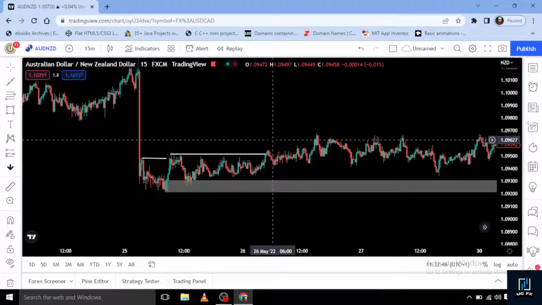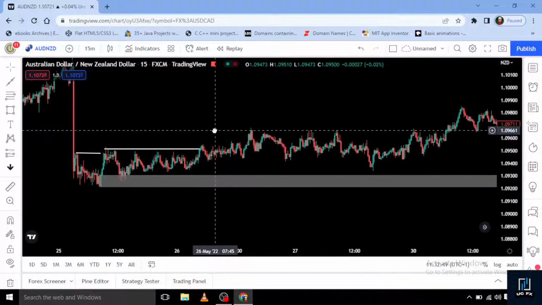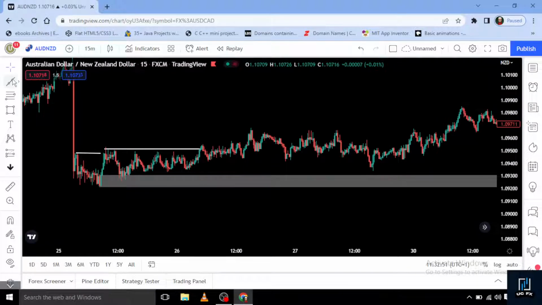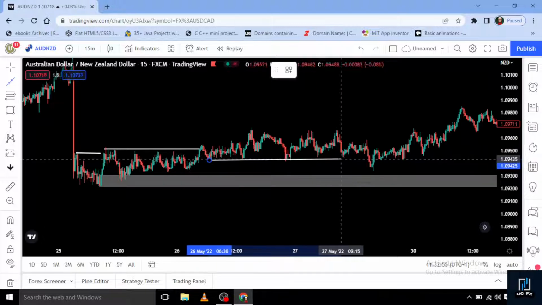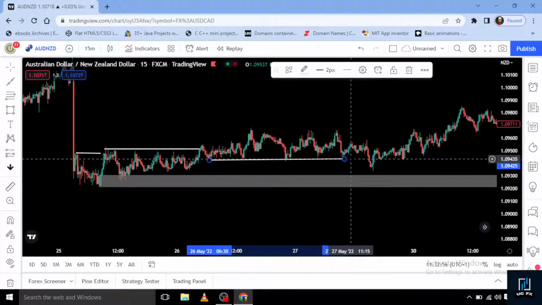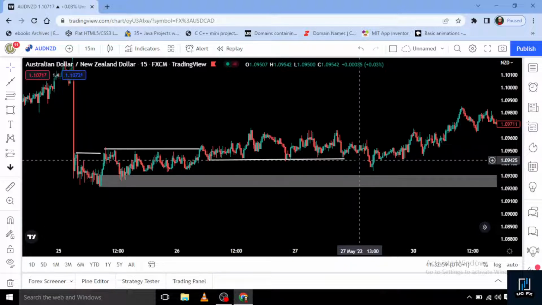Then after that, we need to see liquidity build up in form of equal lows. So as you can see, we have liquidity inside this area. So this is kind of specific. You need to see specific things before you take your trades. So just like I've been explaining right from the higher time frame, I'm still explaining the same thing.